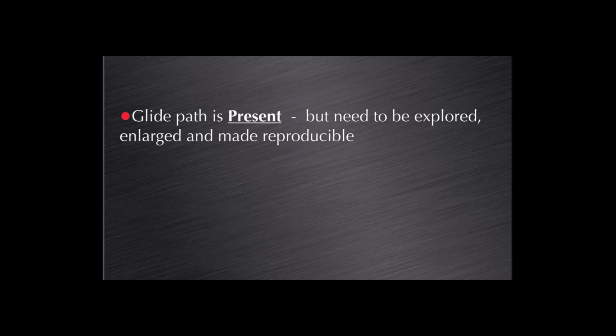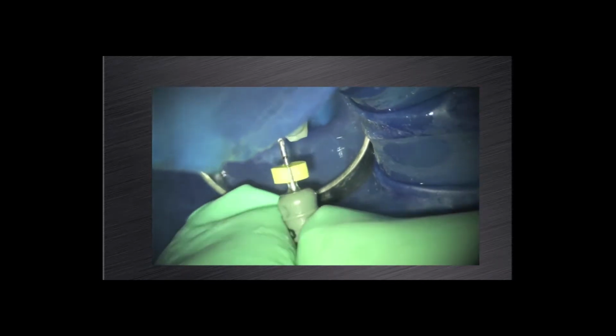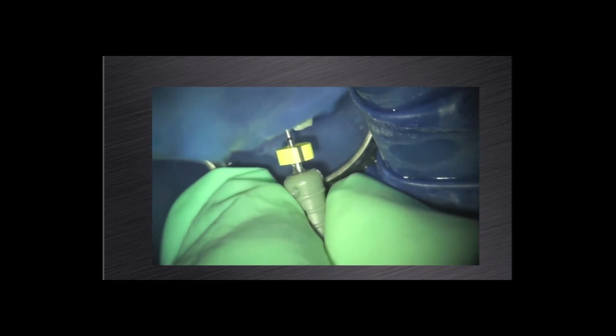We have to understand that many canals have already a micro glide path present, but the problem is that they are not reproducible. Let me show you this example. On this video we have a size 08K file that can travel down the root canal to patency. However, when we pull the file back out of the canal and try to push it back to working length, it hangs up somewhere on the canal wall. This means that there is a glide path, but it is not reproducible.